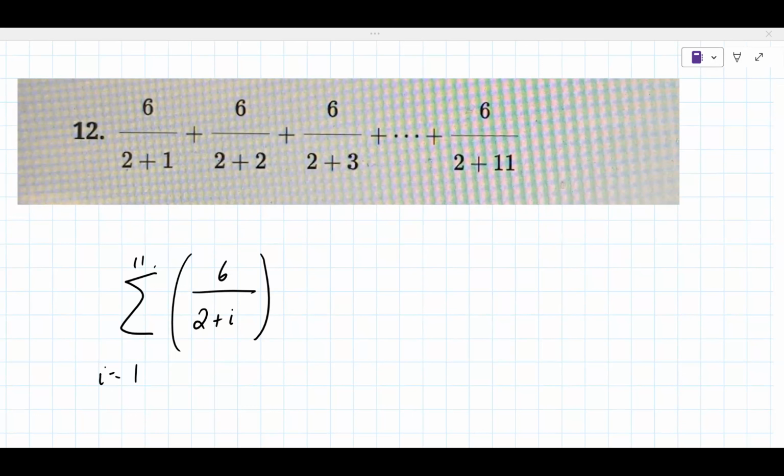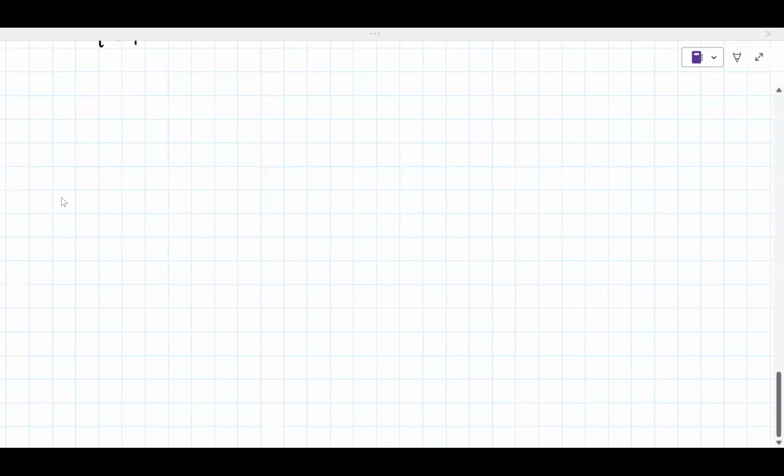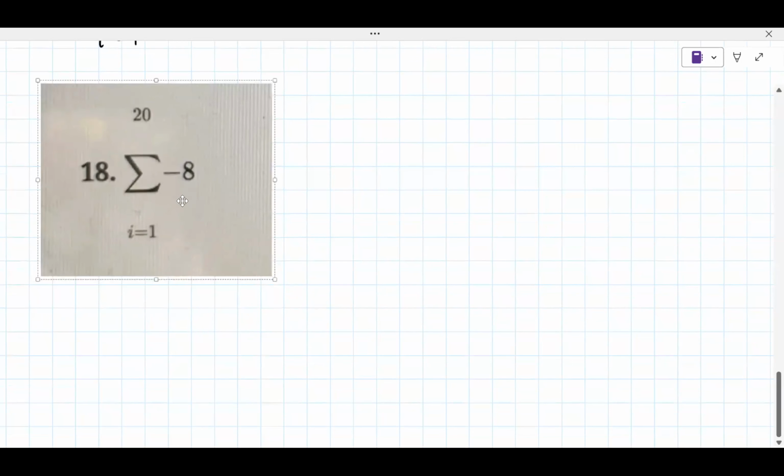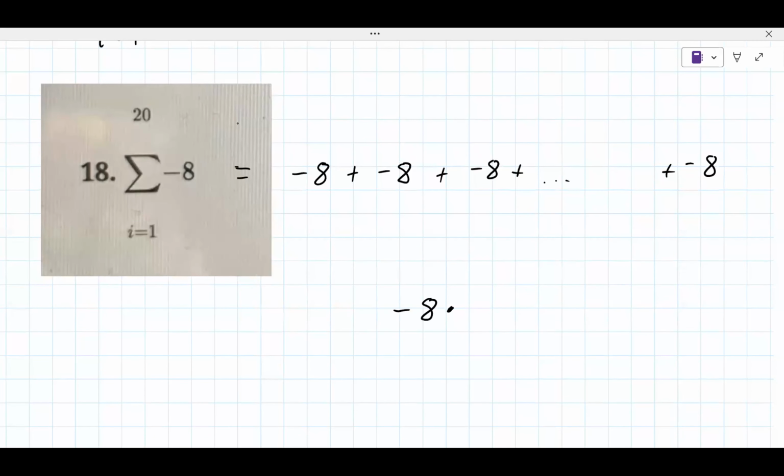Okay, so the next grouping of problems says to use a graphing calculator, but we can do a few of these by hand. If you just see a constant number, it means when i is 1, it's -8, plus when i is 1, it's -8, plus when i is 1, it's -8, and so on. So it's -8 times 20, because there's 20 of them.